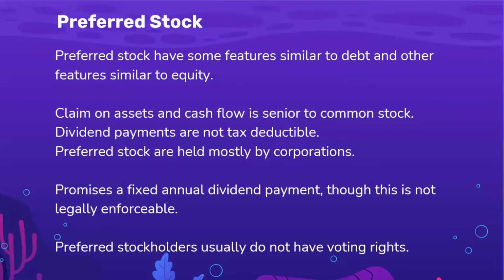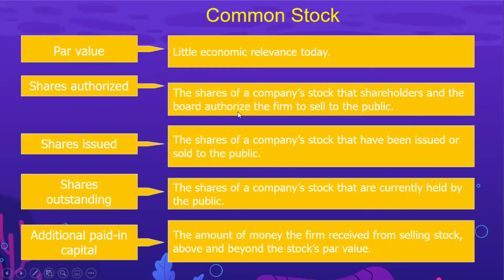Kaya nga, di ba, in terms of dividend payment, it has a fixed annual dividend payment, though this is not legally enforceable. Preferred stockholders usually do not have voting rights. Kaya nga, initially, ang sinasabi dito is preferred stock has some features similar to debt, in such a way that the corporation has to pay them annual dividends on a regular basis. Again, that will be covered in full in your financial accounting and reporting subject.